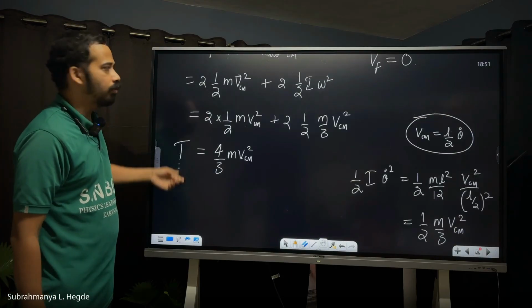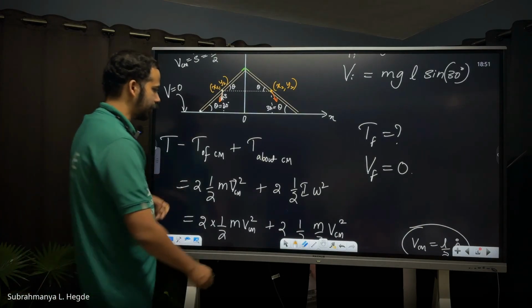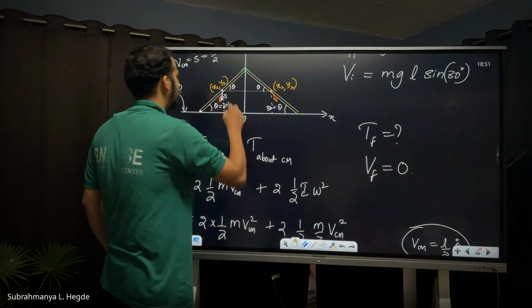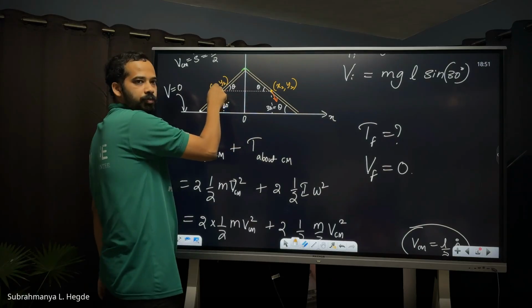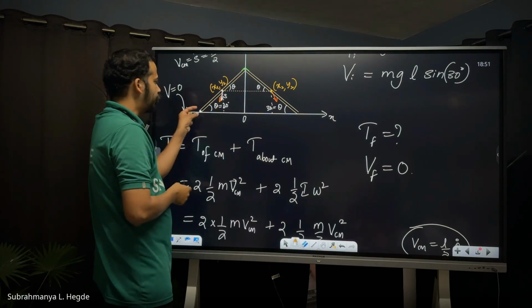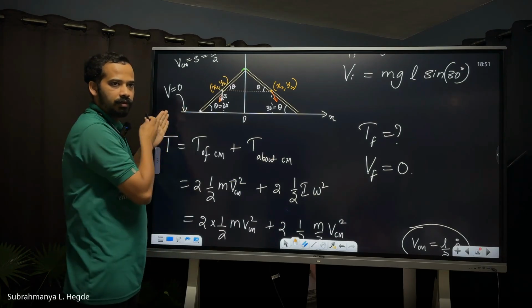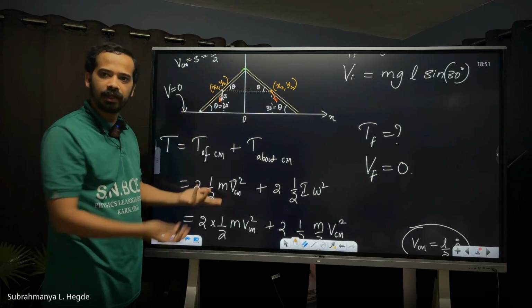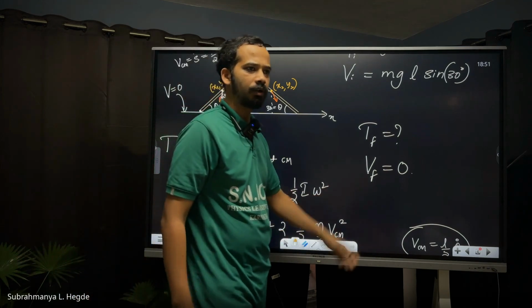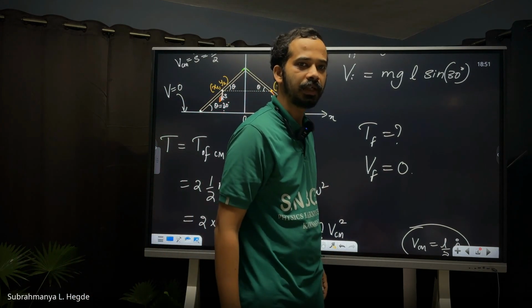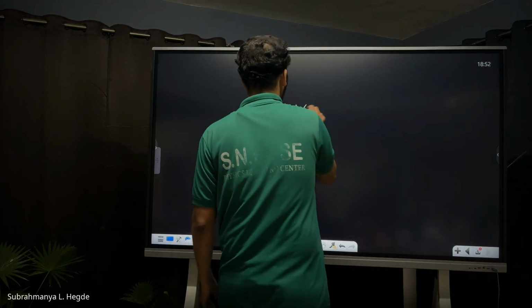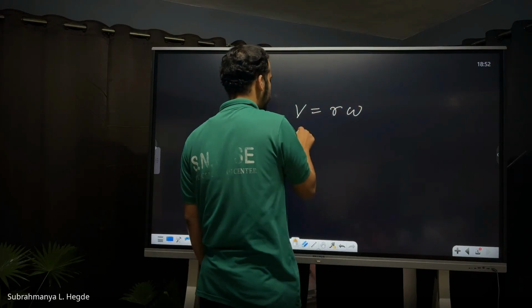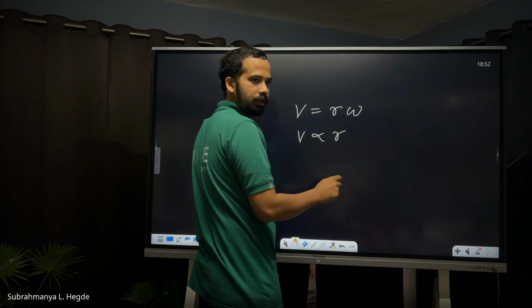Now you can grab the idea. This point will hit the floor with nearly double the speed of this point. Don't you feel that? This point is not hitting the floor at all. When you move along, you can apply the V equal to R omega formula. Omega is the same. If omega is fixed, V is proportional to R. Am I right?